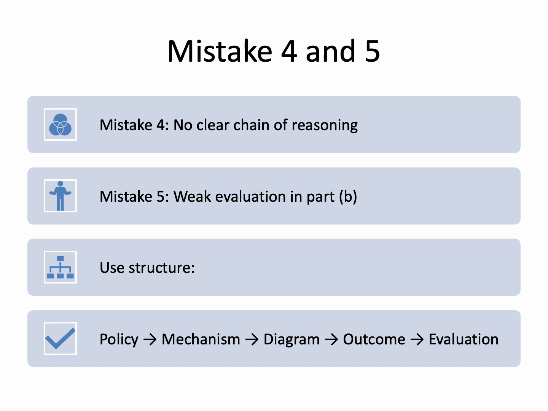Mistake 5 occurs in Part B of the Paper 1 question, where students often provide weak evaluation. Strong evaluation considers factors such as short-run versus long-run effects, the impact on different stakeholders, and the conditions under which a policy might succeed or fail. Evaluation must include real-world examples and show judgment, not just description.